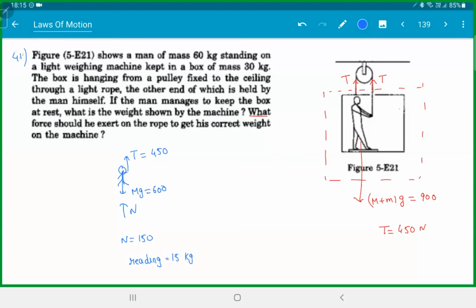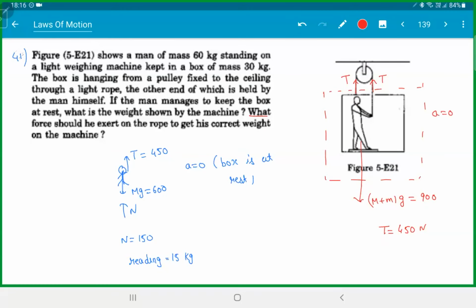So in the first case, that is the scenario. This is the case when the man is keeping the box at rest. Acceleration is 0, box is at rest. Now the second part. If you want to see the actual weight on the reading, meaning the weighing scale should show the weight as 60 kg, then with what force should you pull the box?